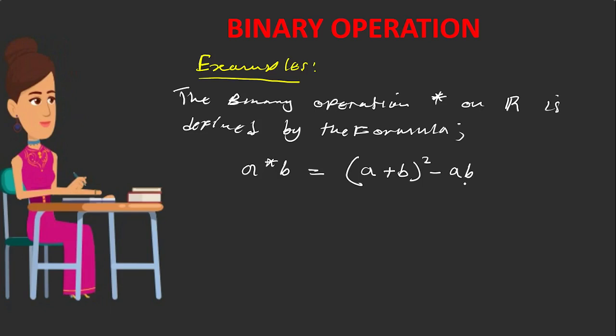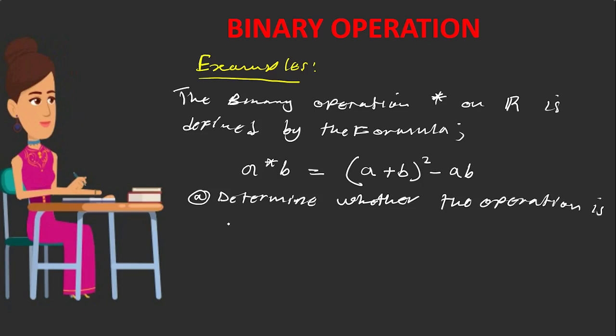And then the first question is: determine whether the operation is commutative. So in most cases, this is how the questions are. The first question might be to determine whether the binary operation exists or doesn't exist. Then the next part will be to determine whether the binary operation is commutative. And then the other part has to do with the associativeness. So most cases they'll ask you about the commutativeness of the binary operation.